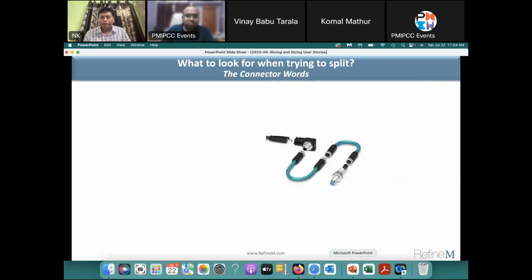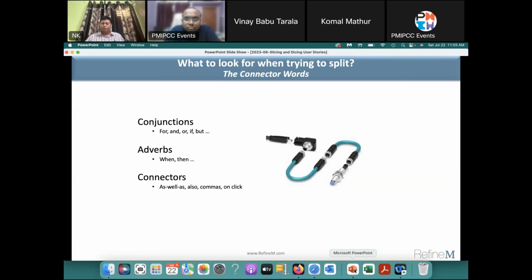The other approach is you look for connector words. Connector words are conjunctions: for, and, or, if, but. If you see these in your story, that's where you can split. They're like or, this or that. So this or that, two stories. Similarly, look for when, then, the verbs kind of thing. Also look for any kind of comma, on click, something like that. If you see these connector words, that's the hint for splitting the story.